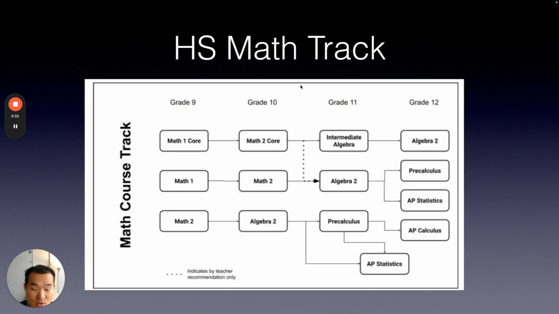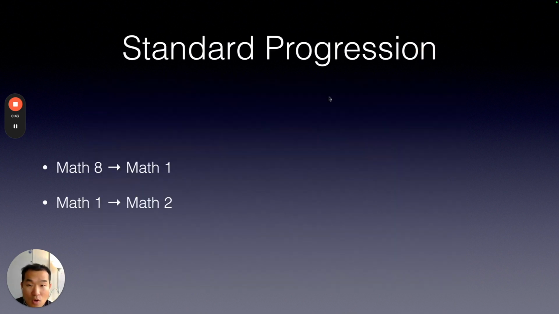So this is the high school math track. So grade 9, you can only be placed into Math 1 core, Math 1, or Math 2. Now, if your child is on a standard progression, for example, Math 8, you're going to be placed into Math 1. If you're in Math 1, you'll be placed into Math 2. So you do not need to make any requests because this is a standard progression. Guidance counselor is just automatically going to put the student into these appropriate math classes.